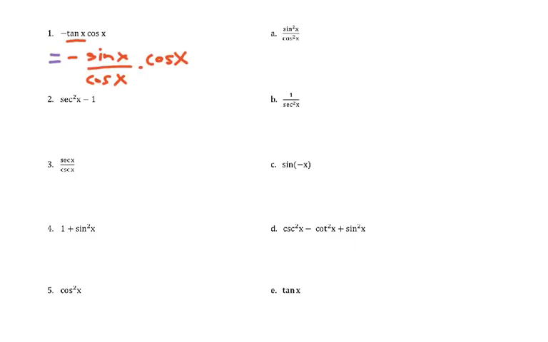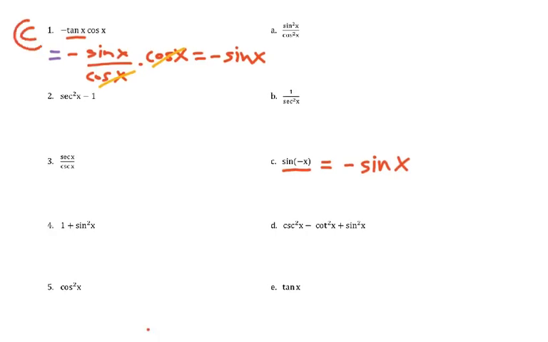So we can see just by rewriting tangent in that way, we now can cancel out a cosine term. So this is truly just equal to negative sine of x. When we look at the right-hand column, we don't see a negative sine of x, but we do see a sine of negative x. And using our negative angle identities, basically our knowledge of sine as an odd function, sine of negative x is the same as negative sine of x. So 1 on the left matches with c on the right. Let's try the next one.